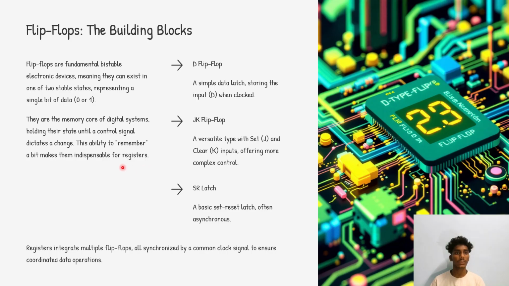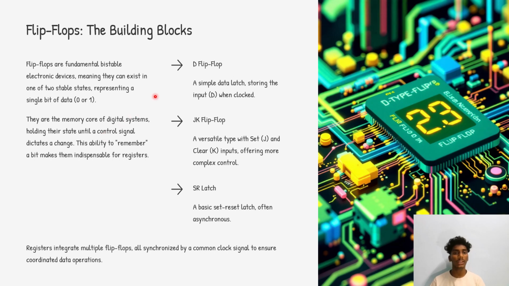In digital registers, flip-flops are the main base of the registers. Flip-flops are fundamental bistable electronic devices, meaning they can exist in one of two stable states representing a single bit of data, 0 or 1. They are the memory core of digital systems, holding their state until a control signal dictates a change. This ability to remember a bit makes them indispensable for registers.